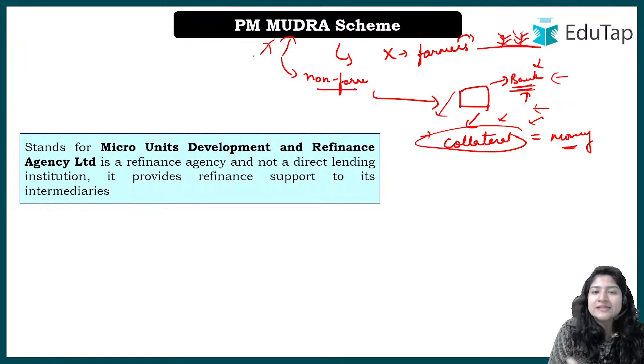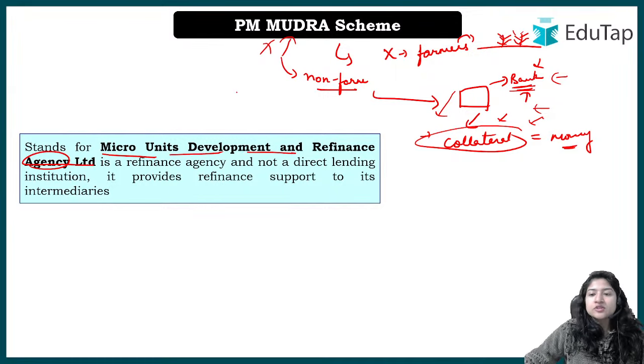So look, Mudra has a full form. What is the full form of Mudra? It is Micro Units Development and Refinance Agency, right? So basically money will be refinanced or money will be provided by the banks, okay, and who will look after the agency? Micro Units Development and Refinance Agency Limited.